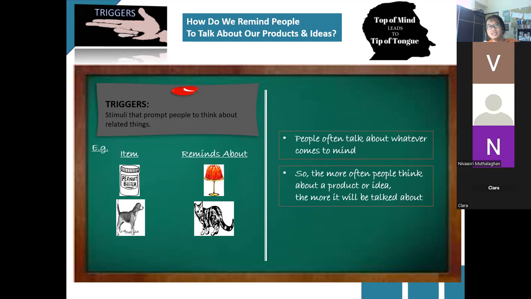Basically, it's when you use the element of reminding as a form of things that go viral. A trigger is something that prompts a person to think about something related. For example, when you talk about peanut butter, it reminds you about jelly. When you talk about dog, it reminds you of cats, and vice versa. So dog is a trigger for cat. Peanut butter is a trigger for jelly.